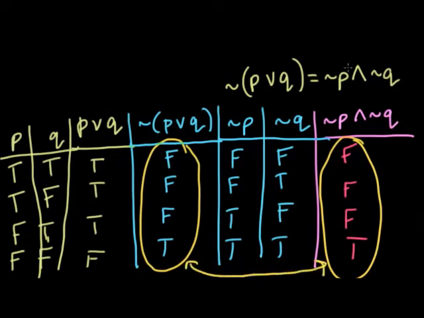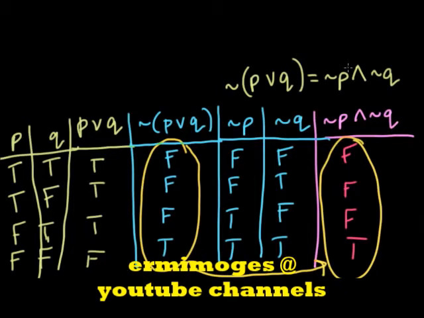So we can quickly set up these truth tables to evaluate if we've written De Morgan's laws correctly.